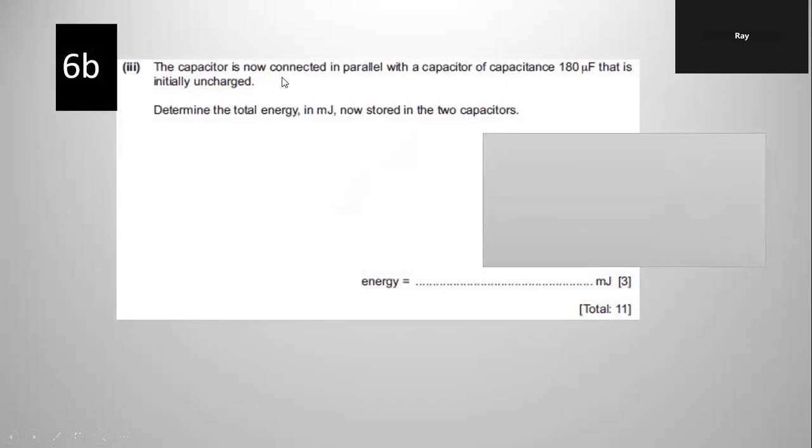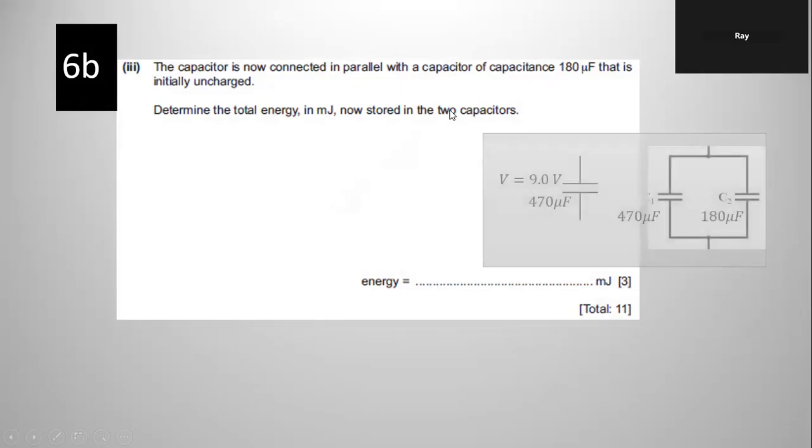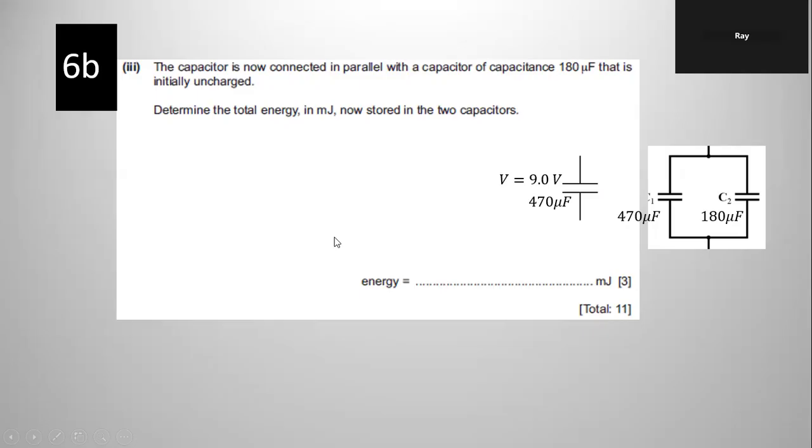The capacitor is now connected in parallel with a capacitor of capacitance 180 microfarad that is initially uncharged. Determine the total energy now stored in the two capacitors. Okay, that is your initial state. You connect it to a battery of 9 volt. Then after that, you connect another capacitor here, 180 microfarad. Determine the total energy.